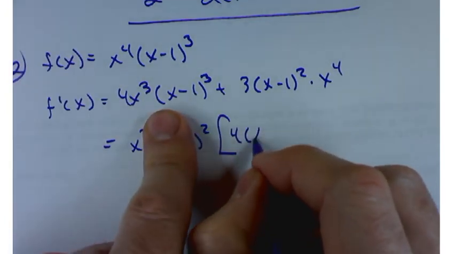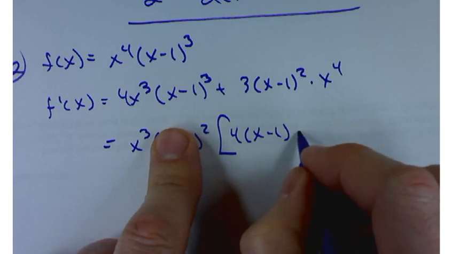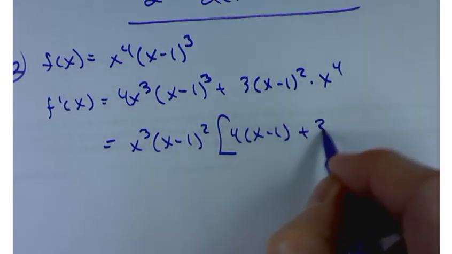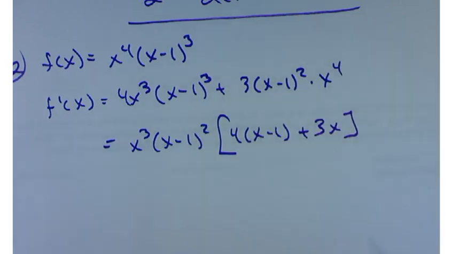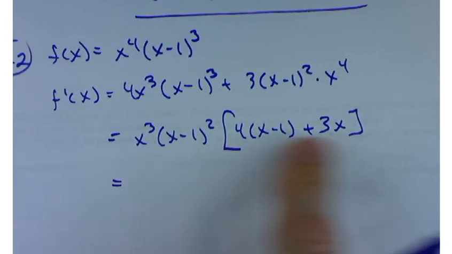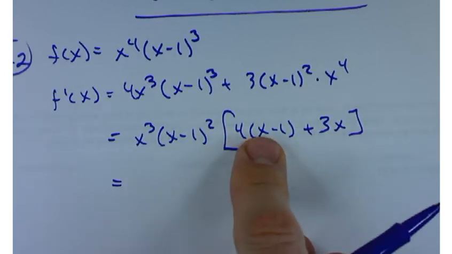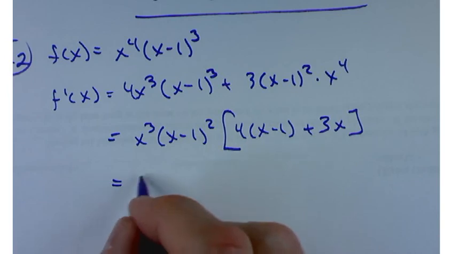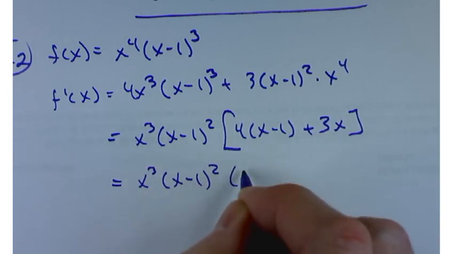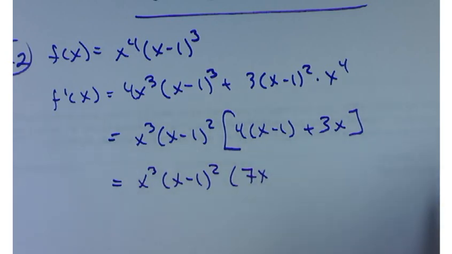4 times x minus 1, plus the 3 is still there, and one of the x's, so plus 3x. So, okay. And I can combine like terms here, right? If I distribute that, 4x plus 3x gives me 7x. So x cubed times x minus 1 squared times 7x minus 4.